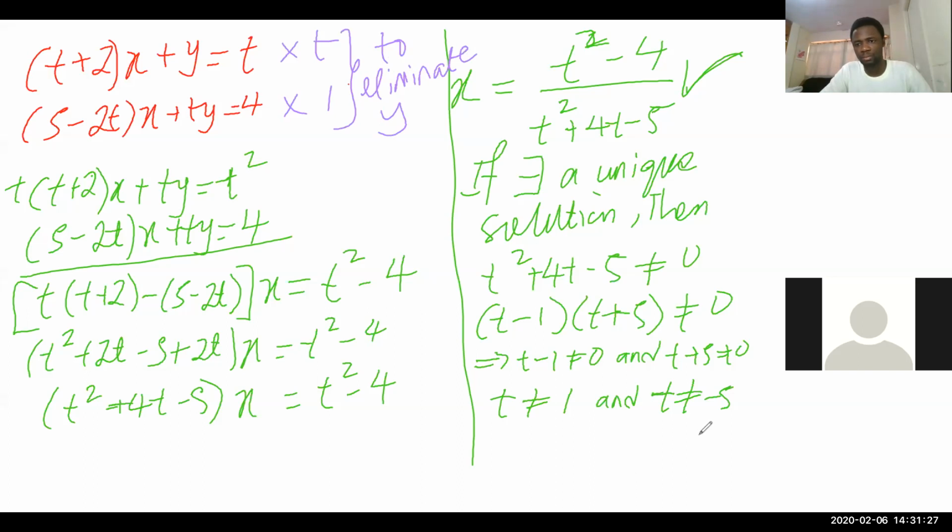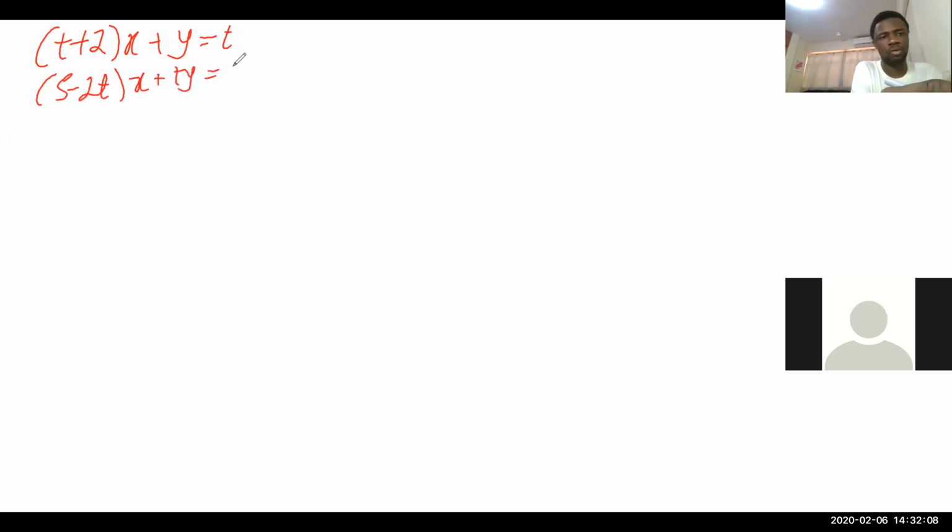Multiply equation 1 by 5 minus 2t, and the second equation by the bracket t plus 2. Perfect, that's it. So we can do that. Let's go to another slide. So I go back to the original problem, because to get my y now, I go back to the original problem, which is (t plus 2)x plus y equals t, and (5 minus 2t)x plus ty equals 4.